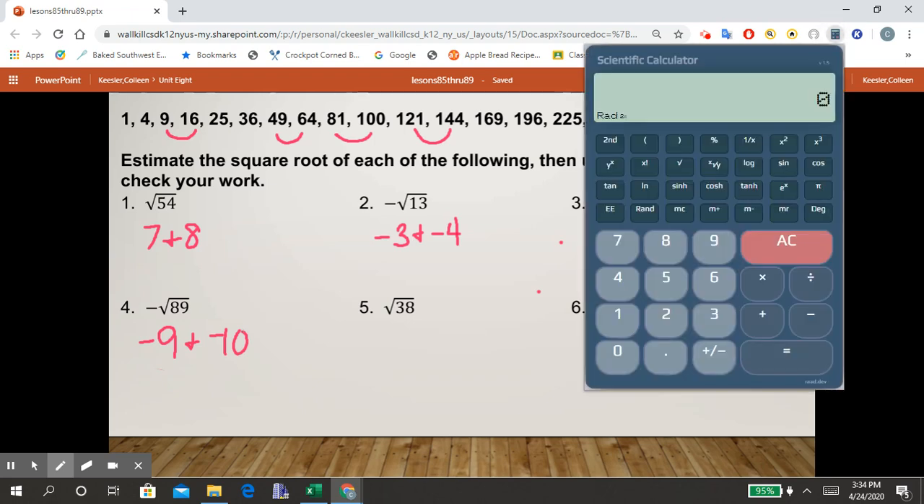Checking our work, square root of 89 is 9.433981113. So definitely between 9 and 10, making it negative, negative 9 and negative 10, and definitely irrational.